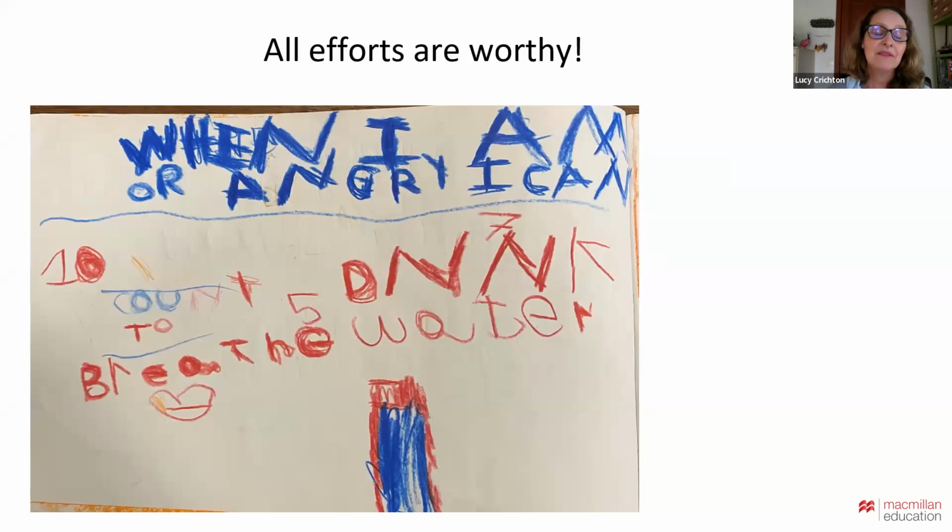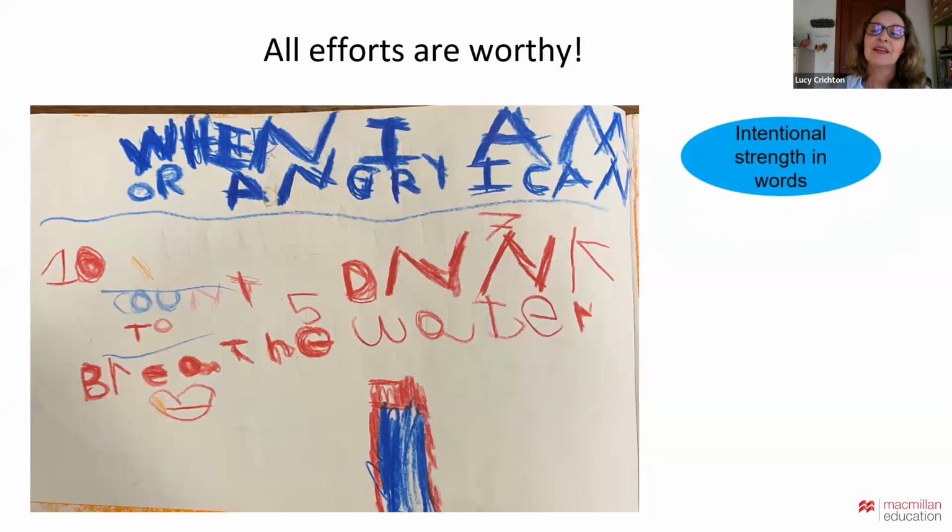Count to 10, breathe or take five breaths, drink water. You can see the illustration of the water bottle there. And you can see that this student is still trying to organize their sentences in the space. Yes, but it's nice that they've got plenty of space on the page to do that.